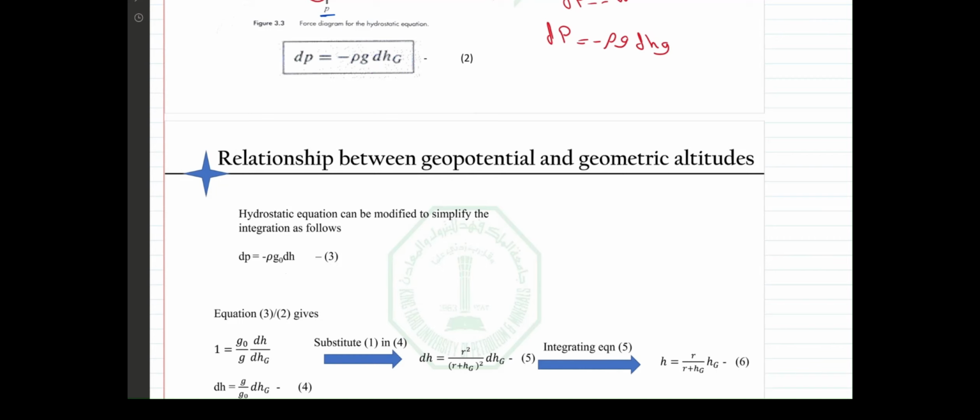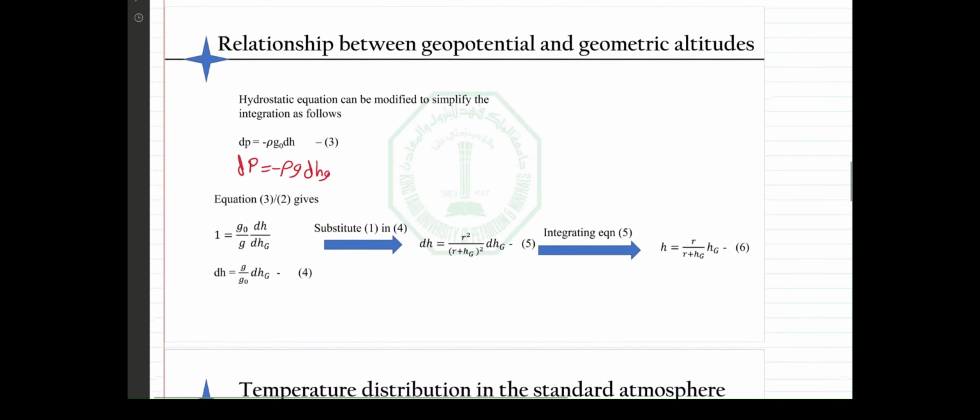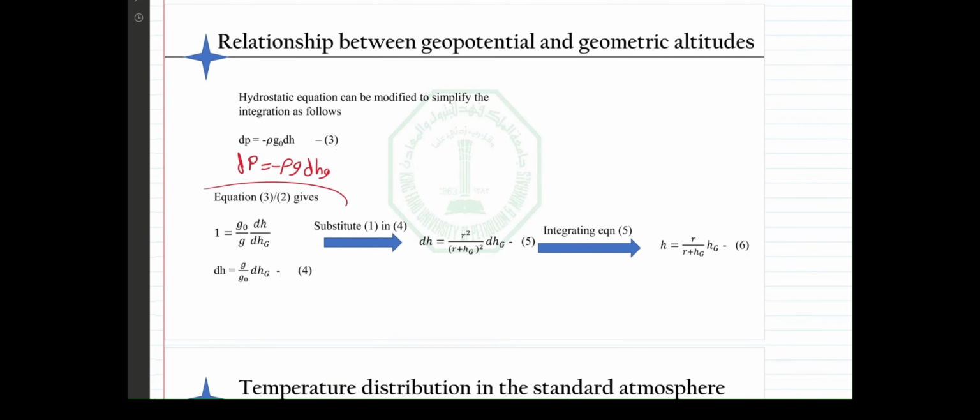Anyhow, so we have dP equals negative rho g dHg. Okay, so we have these two equations. So now let's, as it says here, divide 3 by 2. This with this will give us only 1. And here the negative rho with the negative rho will be gone. Now dH over dHg is going to be the same, and g naught over g also will have this form.